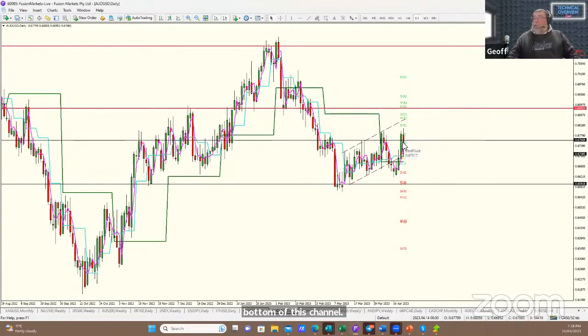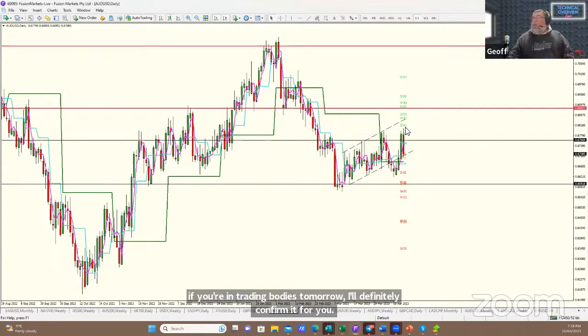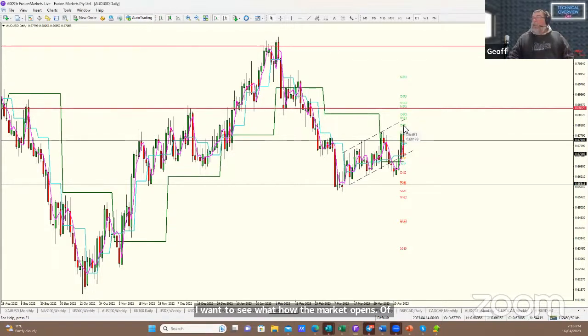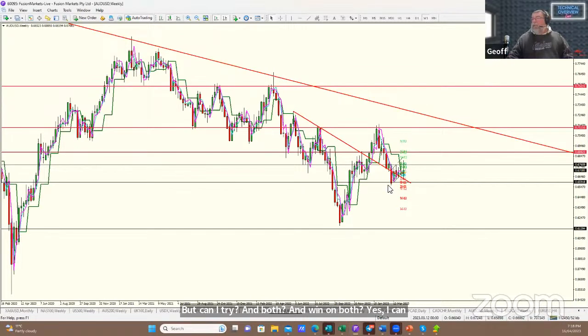So my contention would be, and I probably will do this, if you're in Trading Buddies tomorrow, I'll definitely confirm it for you. I want to see how the market opens, of course. I'll put an entry here above this seller bar and put my stop loss either here or here. It'll depend a lot on how the market opens tomorrow. But can I trade in both and win on both? Yes, I can, 100%. Because the weekly has really not made up its mind, you can see that we've had indecision since we had that setup.